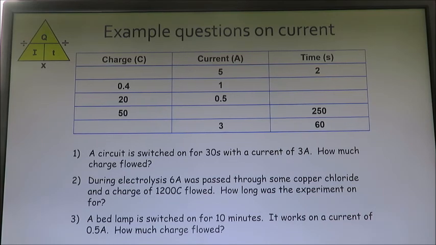Okay, now the next one, I want to find time, so I'm going to have to rearrange the formula and do it in a slightly different way. Just the same idea, you're going to use the triangle and put your finger over the letter T, and that tells me that the calculation I need to use is Q divided by I. Q is charge, which is 0.4, and it's going to be divided by my current, which is the I, and that will give me 0.4 divided by 1, and you're going to work out the answer.